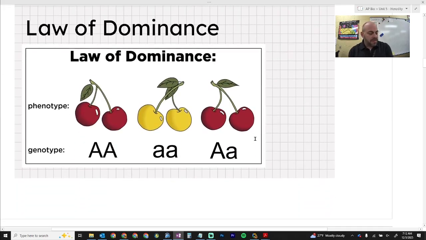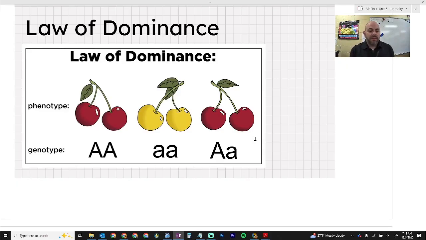So let's talk about the law of dominance real quick. The law of dominance is the idea that some alleles are dominant. Alleles, big word. I talked about it a little bit in 5.12, maybe. So alleles are versions of genes. You look at these cherries. Two cherry trees came together to make these potential offspring that you see here. And each cherry tree donated a gamete, right? A haploid, fertilization, diploid, zygote, all of those things.